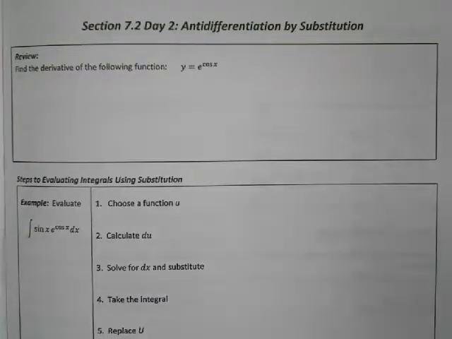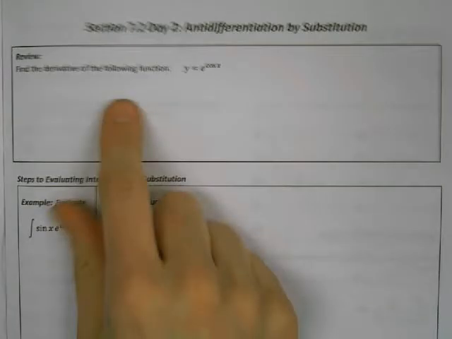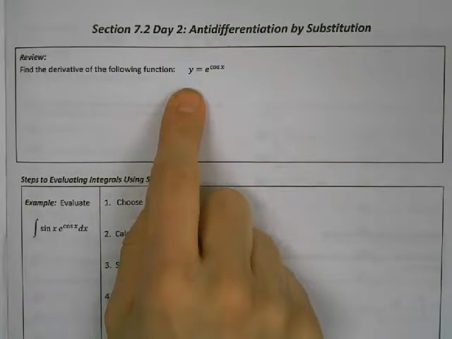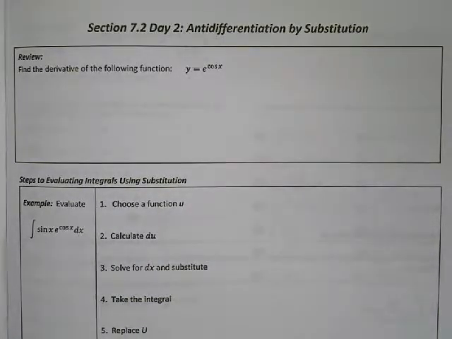In today's video, we're going to keep working with anti-differentiation, but today we're going to be learning a method that's going to help us anti-differentiate much more complex functions than we've been working with so far. So before we dive into this new method, I want to take a look really quick at a function and go back to derivatives. So here we have our function y equals e to the cosine of x, and we need to find the derivative of the following function.